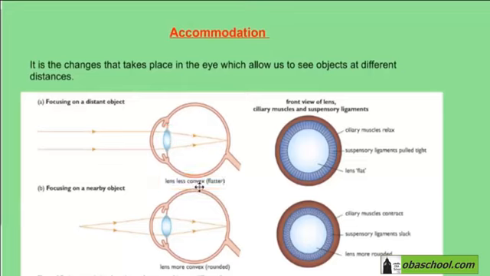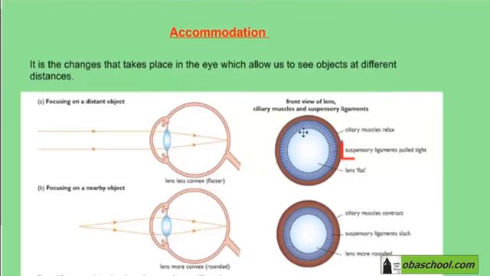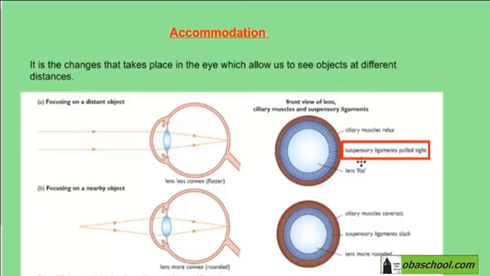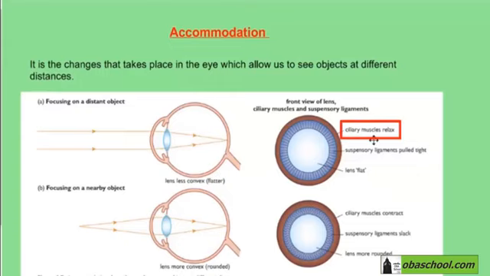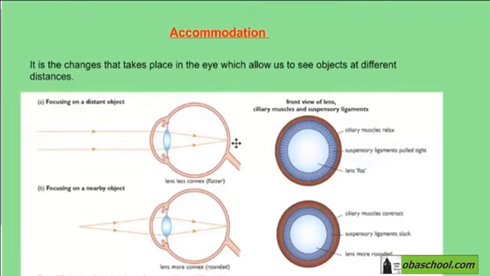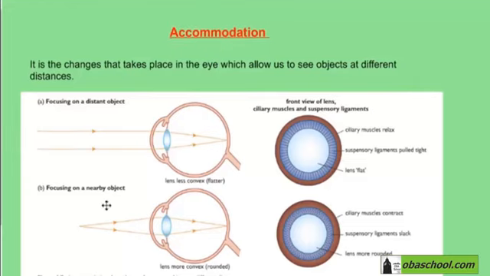And what is happening here to the suspensory ligaments? They are pulled tight. Since the suspensory ligaments are connected to the lens, they pull tight on it so that it becomes flatter. The ciliary muscles here are relaxed. When the ciliary muscles are relaxed, the suspensory ligaments are pulled tight, the lens is flat, and we can see an object that is far.